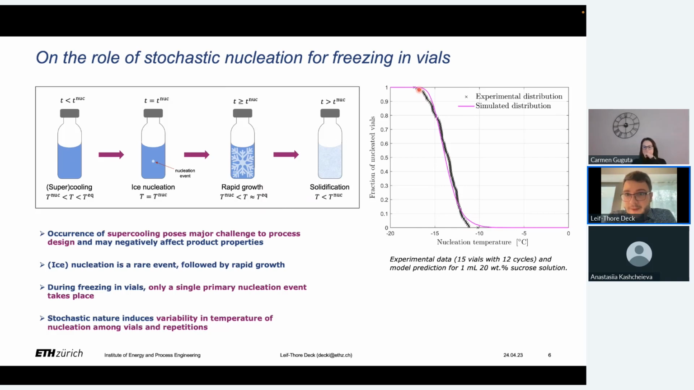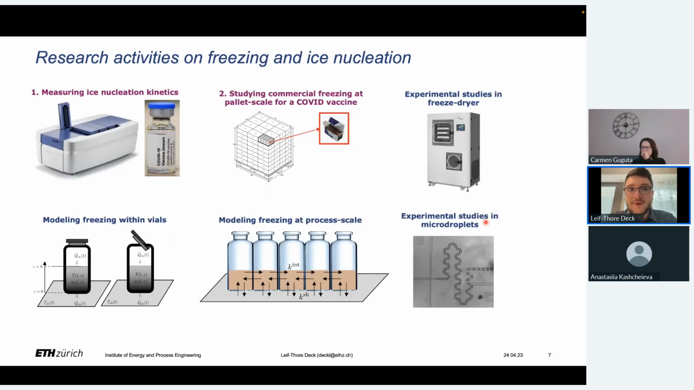And that's the problem. And of course, the solution to this problem is also shown here. It's the line in pink. This is kind of the best fit that we can get with a stochastic nucleation model, which is of course something that we want to have, because if we integrate something like this into a process model for freezing, we can understand the impact that nucleation has. And this is the focus of today.